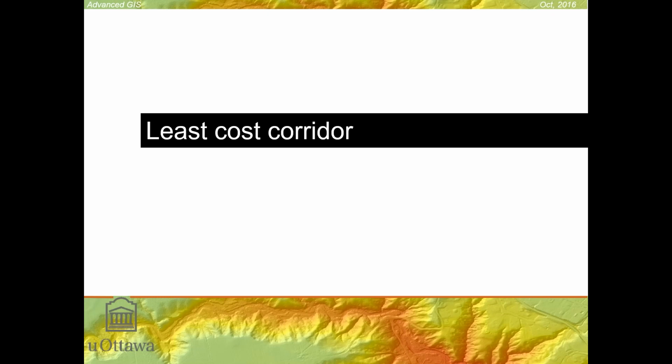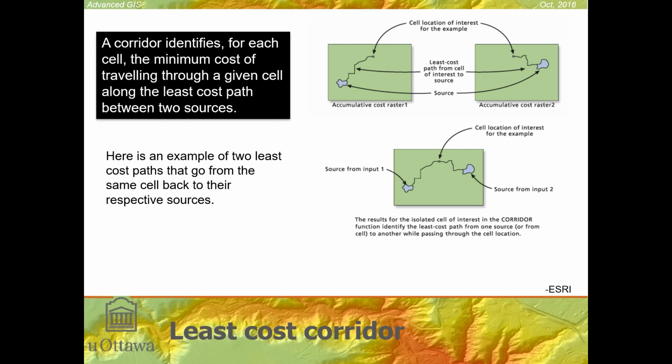The least cost corridor. A corridor is something that defines for every cell in the output raster the minimum cost of traversing through that cell along the least cost path between two sources. For example, here on the right, we see we have two least cost paths.